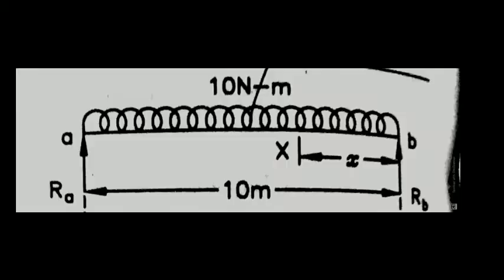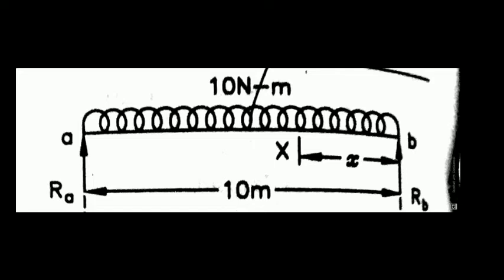In the previous class we have already seen how to draw the SFBM diagram for a simply supported beam with a point load. Now today we will see how to draw the SFBM diagram in a simply supported beam with a UDL, meaning uniformly distributed load. Let's see here. We can see that it is a simply supported beam with UDL.